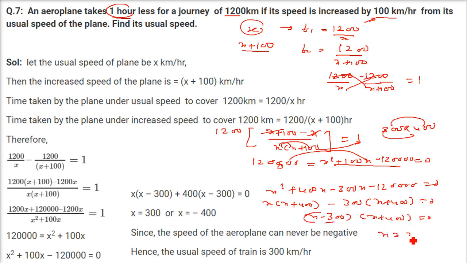This will give us x equal to 300. This will give us x equal to minus 400. Speed cannot be negative, so we discard this. X equal to 300. That is the usual speed of the plane is 300 km an hour.